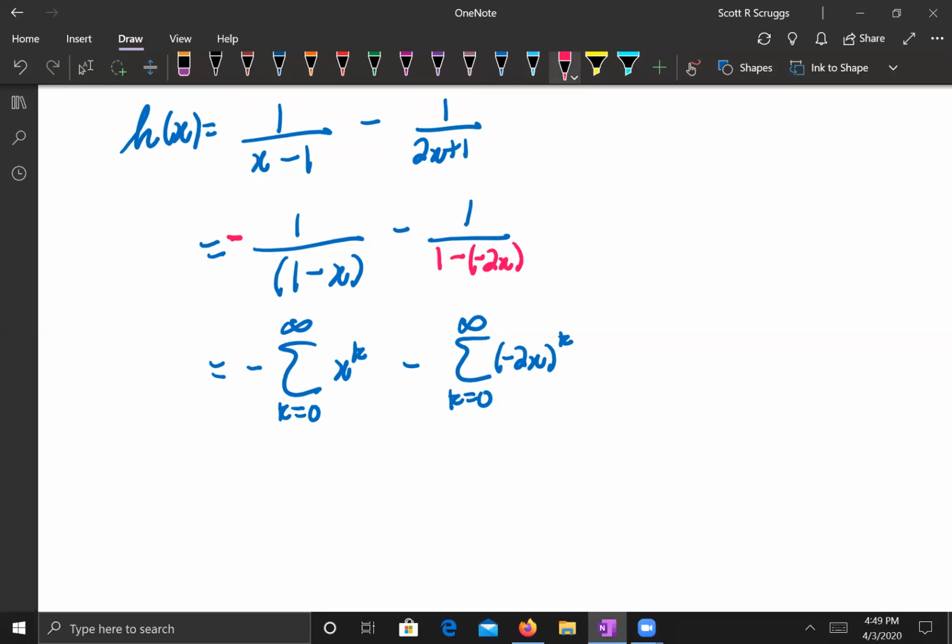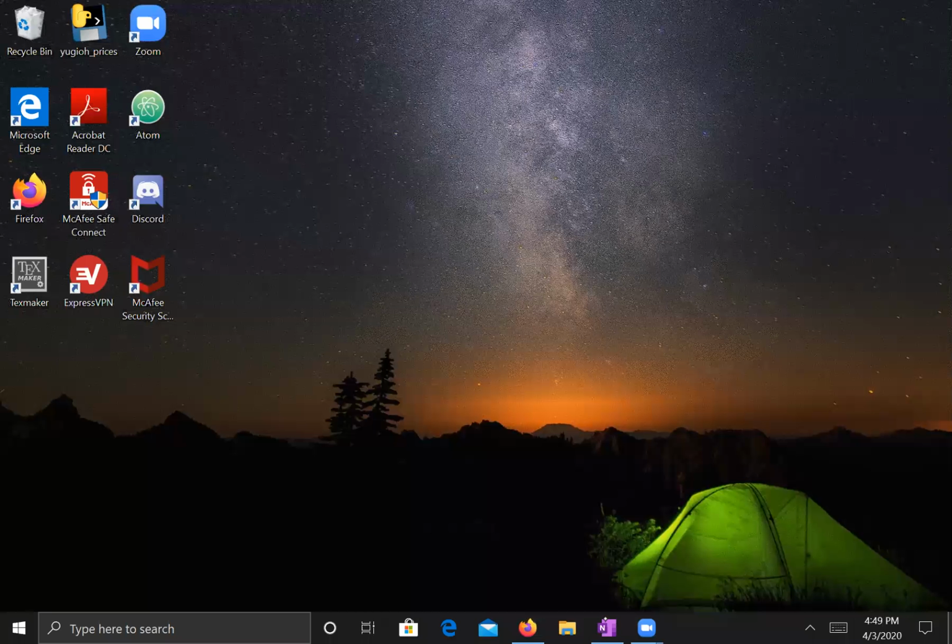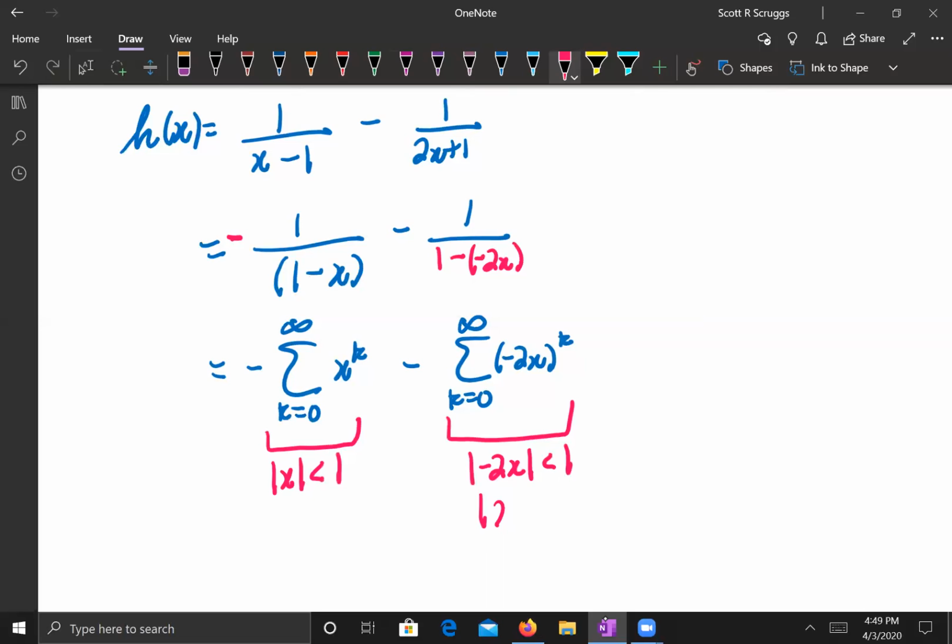And one thing I'm going to note is this series is convergent when the absolute value of x is less than 1. And this series is convergent when the absolute value of negative 2x is less than 1, or 2 times the absolute value of x is less than 1. I'm going to keep that as a note.